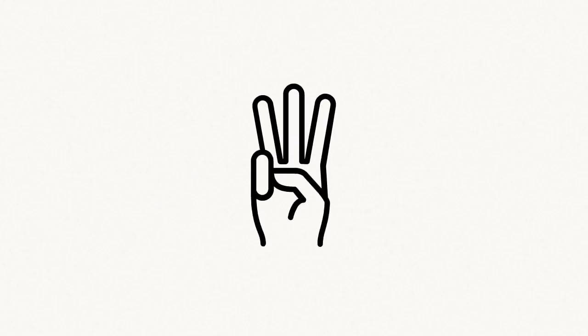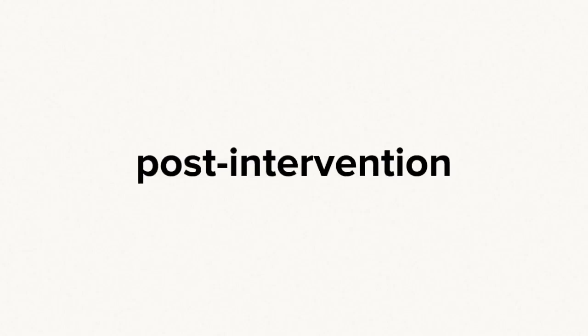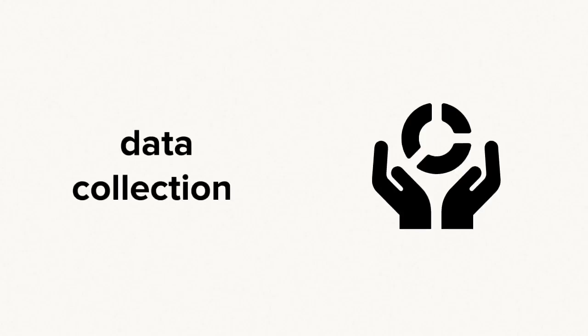Now let's look at the three distinct stages of an action research project that must be addressed in the data collection plan. There is the pre-intervention stage, the period before you introduce and implement the intervention. There is the intervention stage, the period during which you are actively using the intervention. And there is the post-intervention stage, the period immediately following the intervention. Each stage involves different forms of data collection.